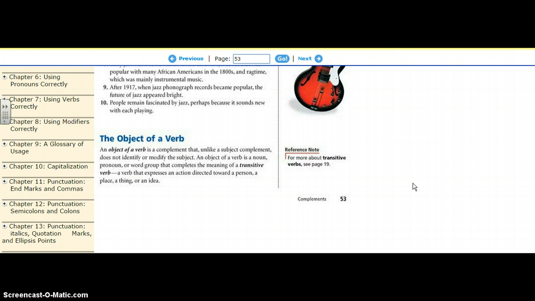So on page 53 at the bottom, we start with the object of a verb, which is a complement that, unlike a subject complement, does not identify or modify the subject. An object of a verb is a noun, pronoun, or word group that completes the meaning of a transitive verb, which is a verb that expresses an action directed towards a person, place, thing, or idea.